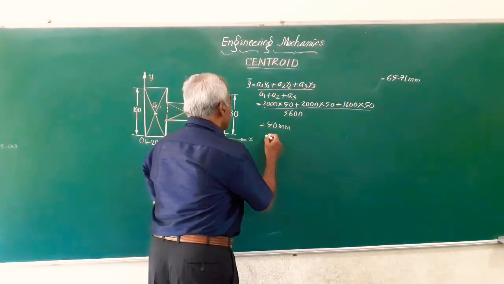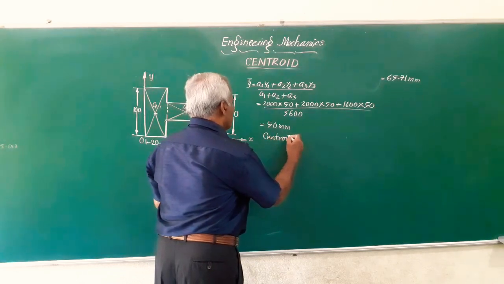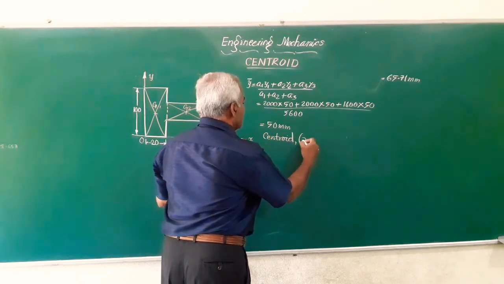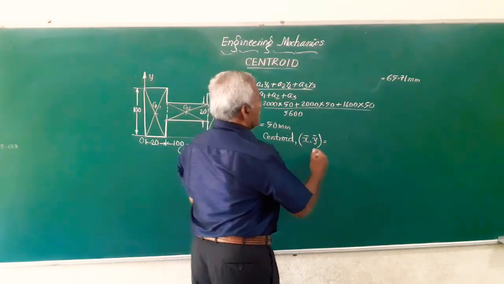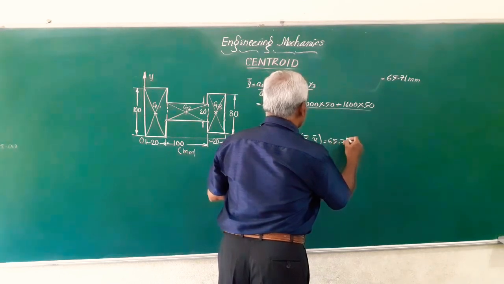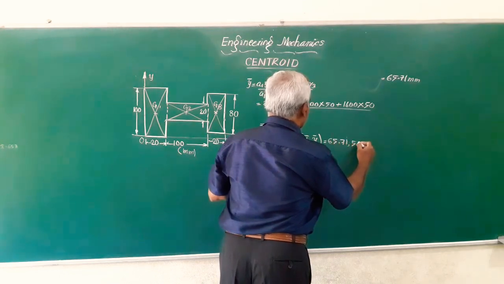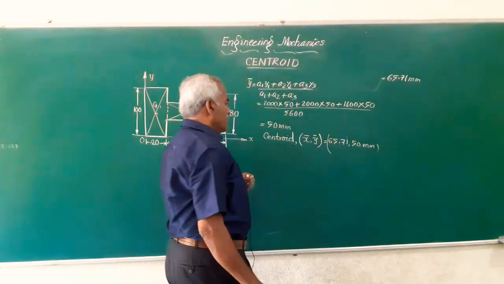and we can write down the final answer as centroid lies at a distance x bar comma y bar is equal to 65.71, that is x bar value, comma 50 mm. These are the values of x bar and y bar.